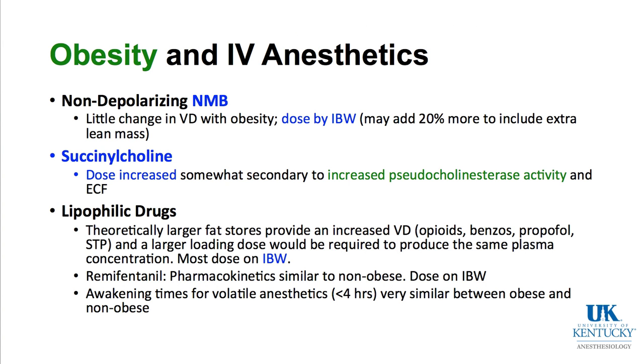Obesity and IV anesthetics. What do you do in the obese patient with dosing? Well, some general guidelines. Non-depolarizing neuromuscular blocking agents are big, polarized, water-soluble molecules. In the obese patient, there's little change in the volume of distribution of these big, water-soluble molecules. So we tend to dose rocuronium, for example, by ideal body weight, often adding 20% or more to include the extra lean mass that these obese patients have.